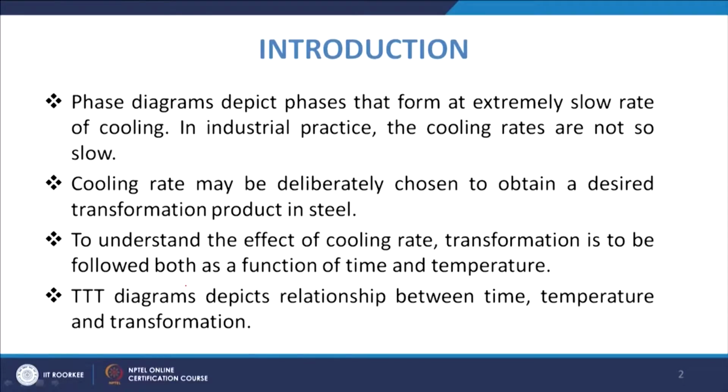We discussed the phase diagrams, and we knew that they are also known as equilibrium diagrams. Whatever phase we see formed in them is formed at an extremely slow cooling rate, and these are not very feasible cases, because in industrial practice the cooling rates are not so slow. We can choose the cooling rate deliberately at any value and obtain the desired transformation product in steel. So, for understanding the effect of cooling rate, transformation is to be followed both as a function of time and temperature.